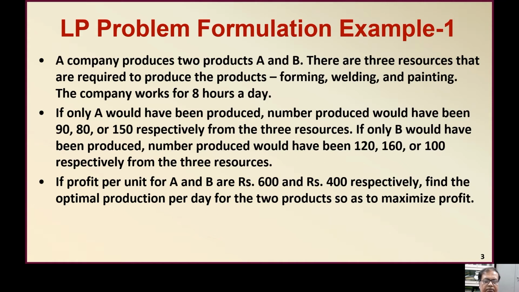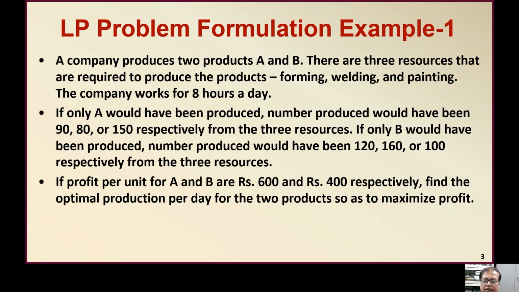So in this particular problem, the first thing to really look for is the objective function. As you can understand, the objective function can be thought of from this consideration. First of all, the profit per unit of A is 600, the profit per unit of B is 400. So that would give our maximizing function. Obviously, the objective function is one of maximization, and there are two decision variables. What are the two decision variables? Number of product A to be produced and number of product B to be produced.